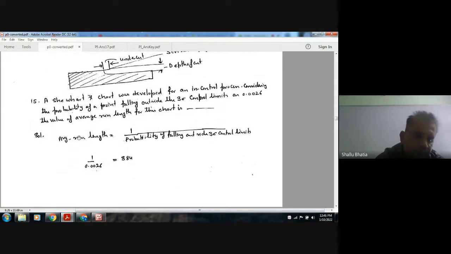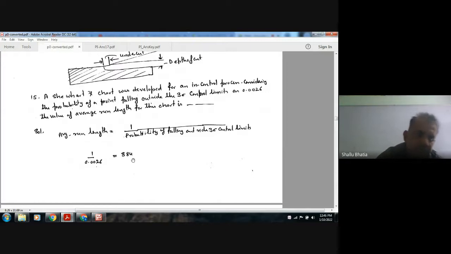Next, a Shewhart X bar chart was developed for an in control process. Considering the probability of the point falling outside the 3 sigma control limit as 0.0026, the average run length of the chart is inversely proportional to the probability of a point falling outside the 3 sigma limit. So the probability for the 3 sigma limit is 0.0026, and the answer is option 3.